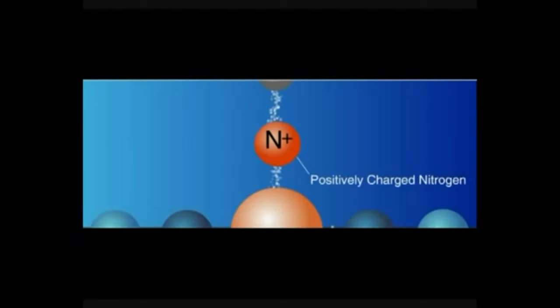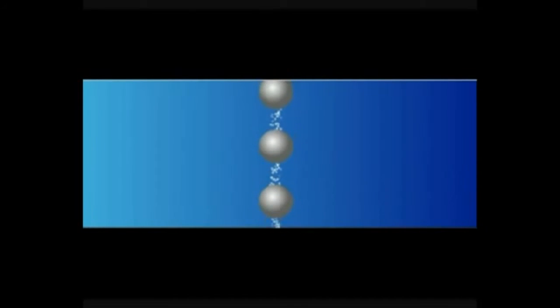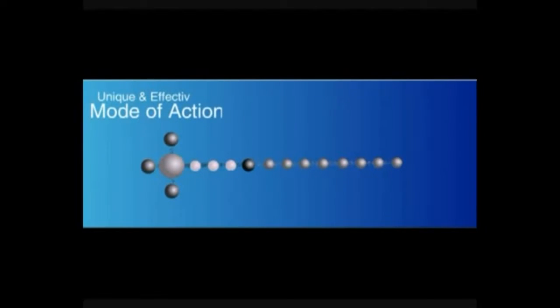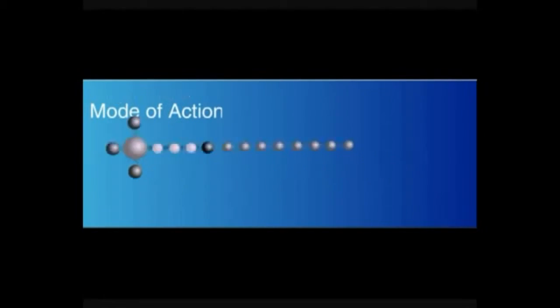The third segment is the edge that leads the blow to offending microbes. This long molecular chain acts like a sword that pierces the cell membrane of all microbes that come into contact with it. These three parts of the antimicrobial combine to give the Aegis microbe shield its unique and effective mode of action. Once the antimicrobial is bonded to the surface of an object, it is ready for defense.